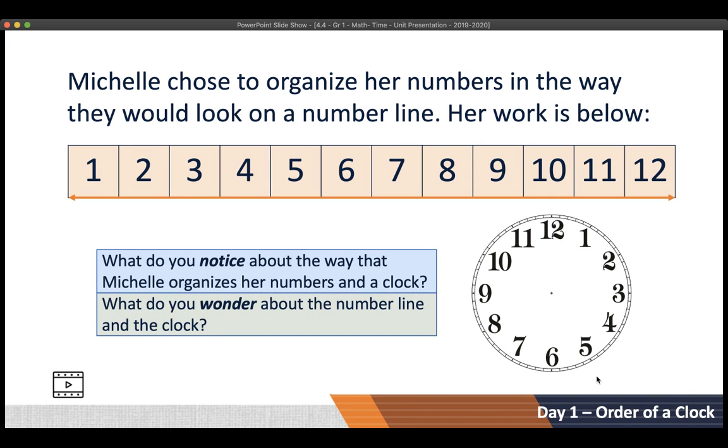What do you wonder about the number line in the clock? If you have any questions, take a moment to write them down, and then you can ask me or your parents later.